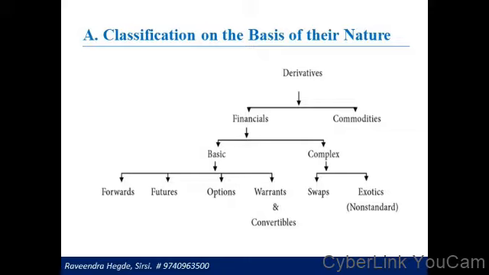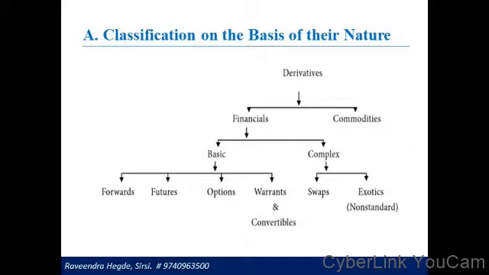So derivatives can be classified as financials and commodities. Financial derivatives can again be classified as basic and complex. In basic, you have forward, futures, options, warrants, and convertibles. You will come to know pretty soon regarding these things. And complex can be classified as swaps and exotics. That is not standard.